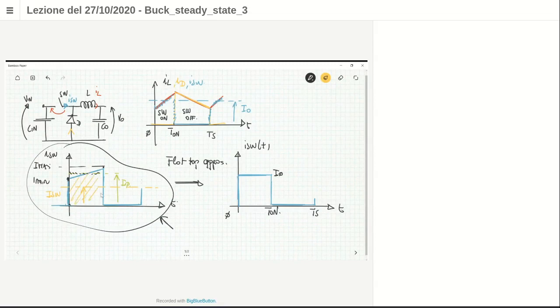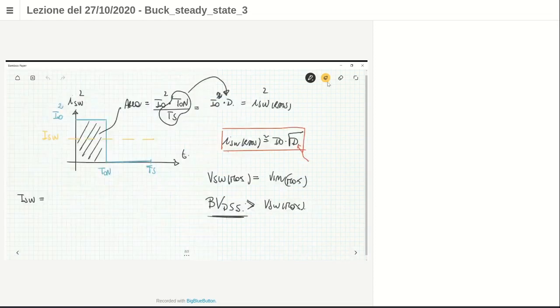The average value is simply the area of this trapezoid over the period Ts. How can you get the area of this trapezoid? You have to get the summation of this segment plus this one, then you have to divide by 2, and then multiply it by the height. So the average value is simply I minimum plus I maximum divided by 2, multiplied by TO and divided by TS.